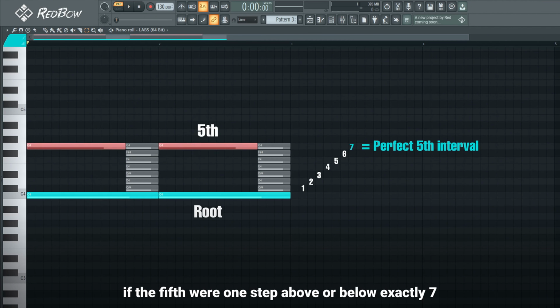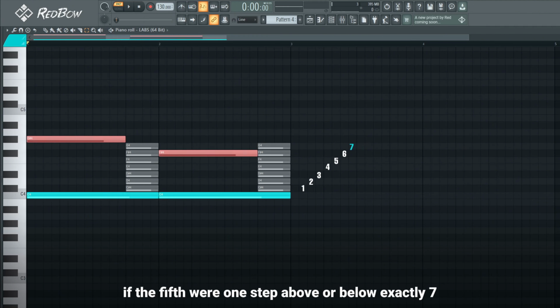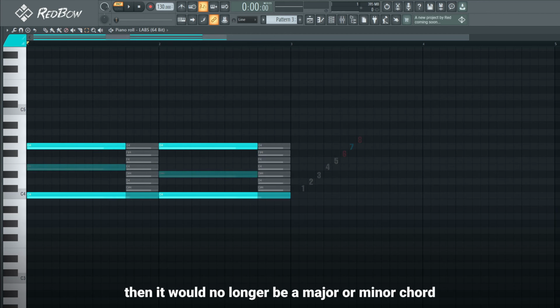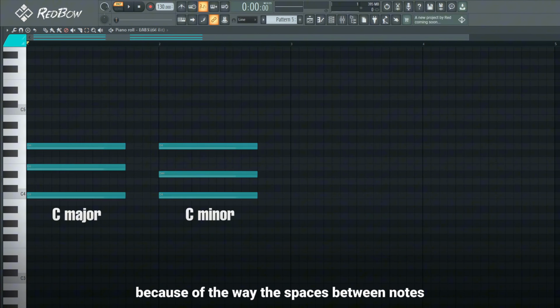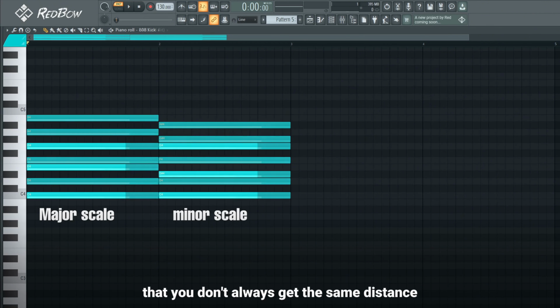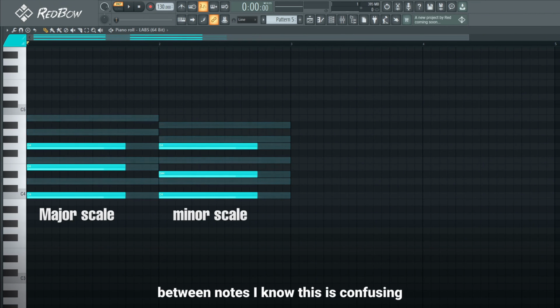If the fifth were one step above or below exactly 7, like 6 or 8 notes above root for example, then it would no longer be a major or minor chord. This exists because of the way the spaces between notes are distributed in major and minor scales. So it just happens that you don't always get the same distance between notes. I know this is confusing, so I'll make it a little easier for you in the next chapter.